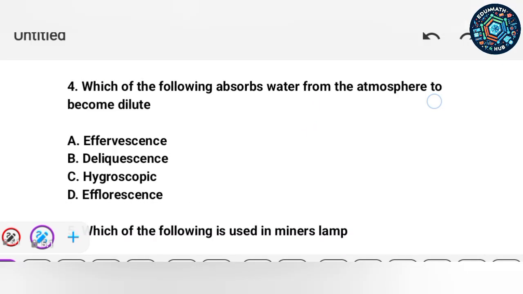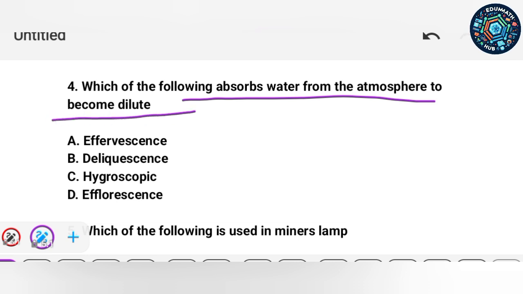So for the next one, which of the following absorbs water from the atmosphere to become dilute? Okay, so which ones will absorb water from the atmosphere and become dilute, or form a solution? So the correct answer to that question is deliquescence, or deliquescent substances, like what you have in sodium hydroxide. Hygroscopic substances absorb water but they do not dissolve in the solution. They just absorb the moisture. So the correct answer here is deliquescence.